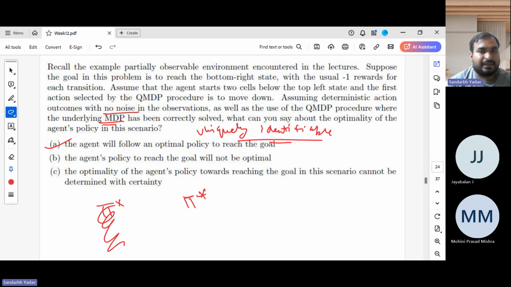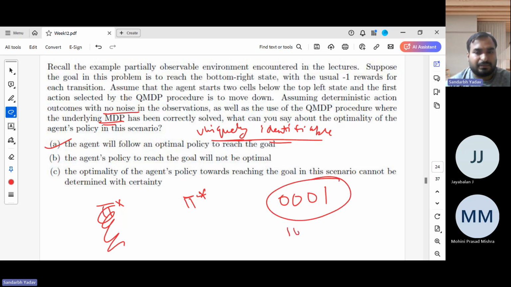Yes, because the state is uniquely identifiable. Once you are sure that you are in some state and that state is uniquely identified, and we also determine that state, that is 0, 0, 0, 1. So once you know for sure that you are 100% in this state, then you simply need to follow this policy by whatever it says, and you'll reach the goal. So the agent will follow an optimal policy to reach the goal. So this uniquely identifiable thing is important.